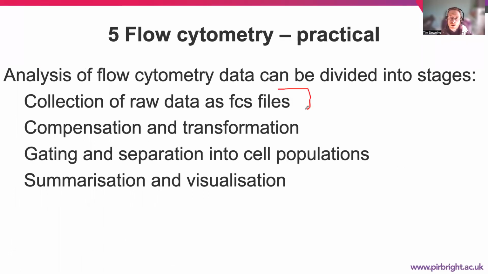Firstly, accessing the raw data and the FCS files as a flow set, together, a bunch of different files. We're going to compensate and look at data transformation as well. We're going to look at gating and separation of the cell populations. And then we're going to look at summarization and how to visualize that data set effectively using a range of approaches. An example of packages that can do this is Cytometry.